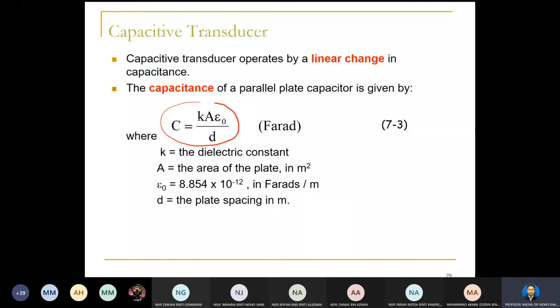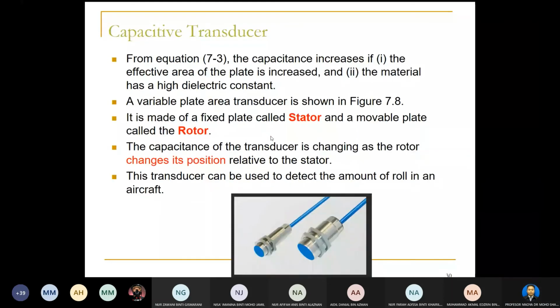So this is how the capacitance comes about. K is the dielectric constant, multiplied by the area of the plates, and then multiplied by epsilon naught, the permittivity, and then divided by the plate spacing in meters. So this is the formula for calculating the capacitance. You can see some examples on the slide here, an example of a capacitive transducer.